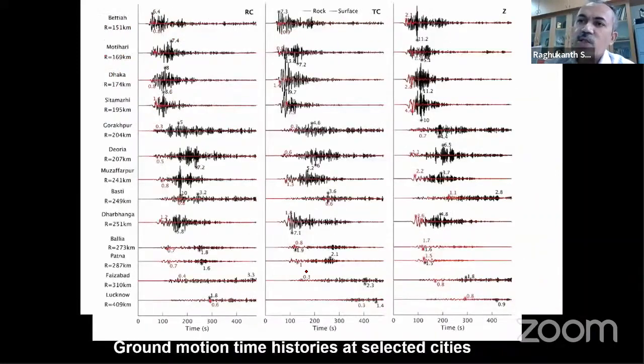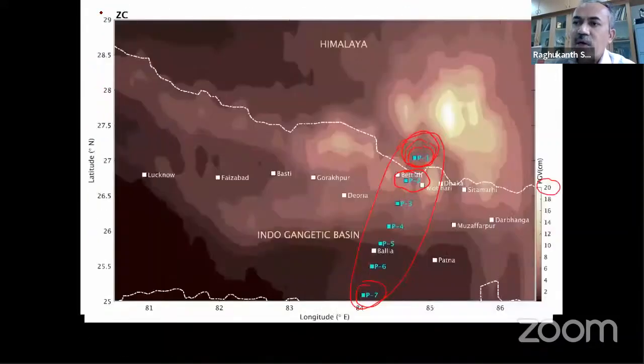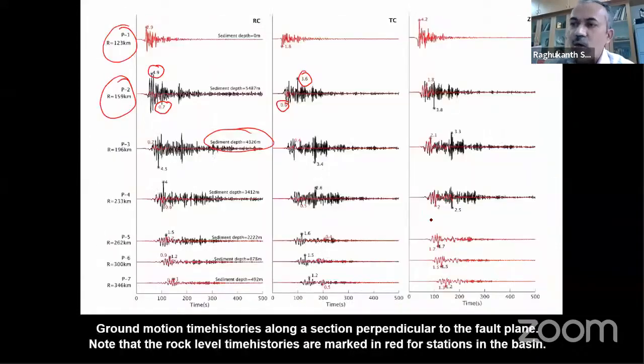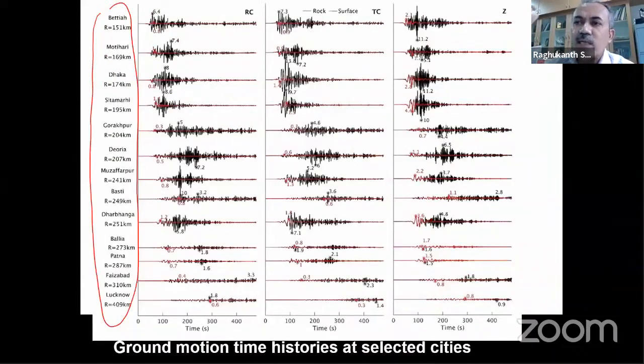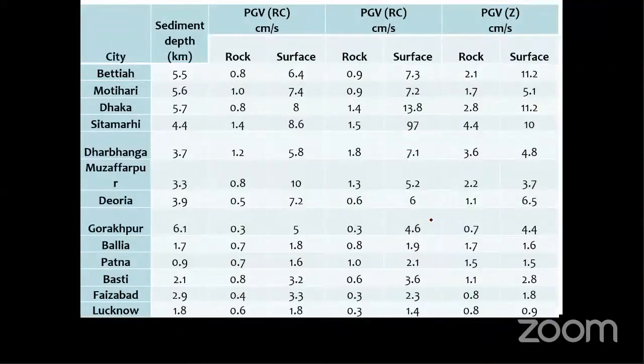Now, apart from this, we also simulated at important locations, the places where damages have been observed, like Gorakhpur, Deoria, Dhaka. It's not in Bangladesh; it is some small town in the Ganga Basin. Motihari, Muzaffarpur. Here also we have computed at the rock as well as at the surface, to see how much things are amplifying. We can see that wherever the sediment depth is very high, the amplifications are extremely high. But wherever the sediment depth is small, obviously the amplification also becomes small.